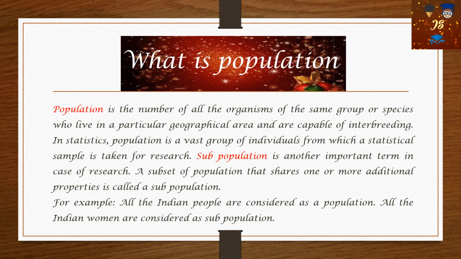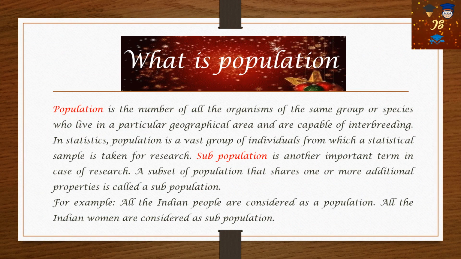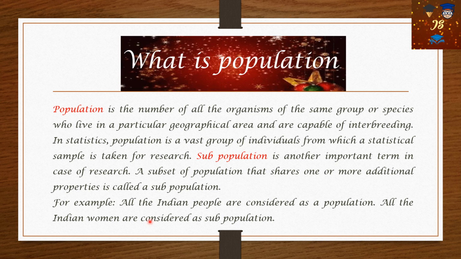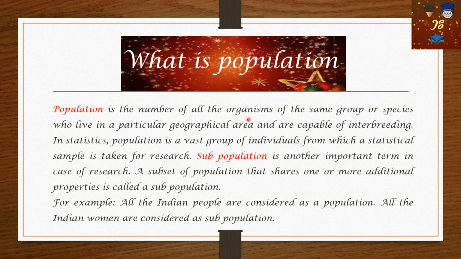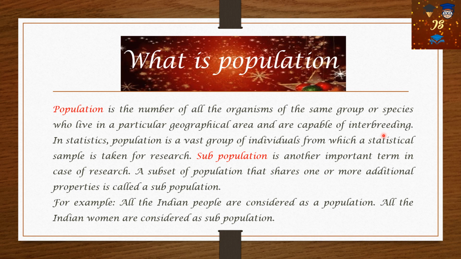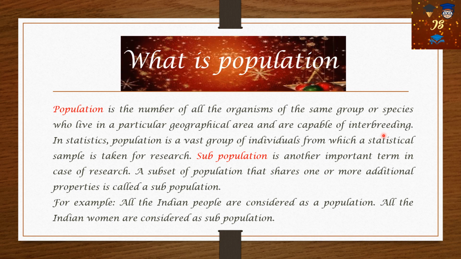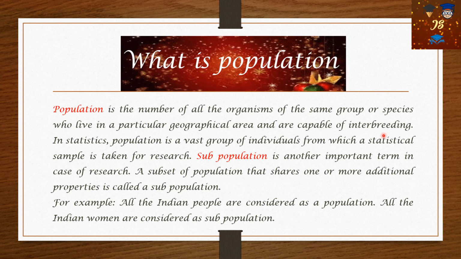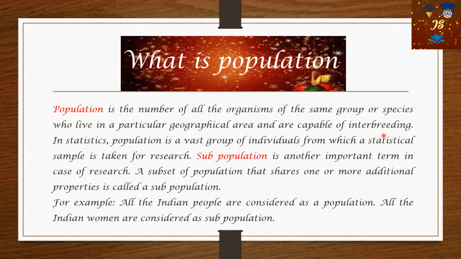Let's start. So what is population? Population is the number of all the organisms of the same group or species who live in a particular geographical area and are capable of interbreeding. So this is the definition, actually, it is the biological definition of the population. First we have to understand this because we all come under biology.